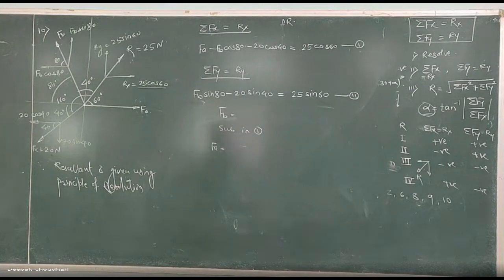Only instead of Fb use x. X sin 80 minus 20 sin 40 bracket complete. Alpha calculate equal. So 25 sin 60 bracket complete. Then shift solve 0 equal. You will get this Fb, 35.04.